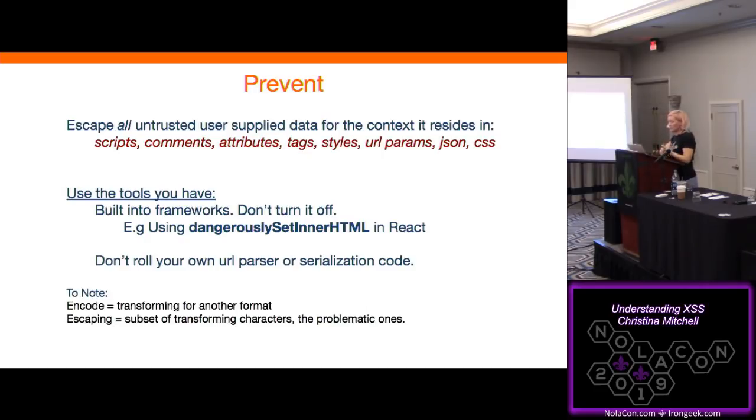Don't roll your own URL parsers or serialization code. Use the built-in XSS prevention. I can't tell you how many times I've looked at an application and seen these safe protections turned off, like in React, dangerouslySetInnerHTML turned on. It's in the name, right? Or Django has something marked safe. It's like, this is not safe. Don't do that. There are other ways to do what you want.